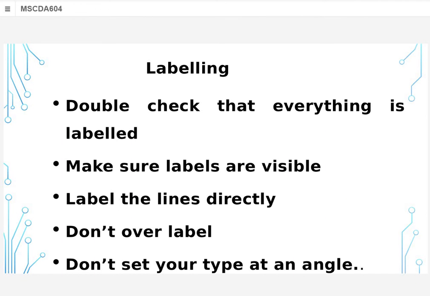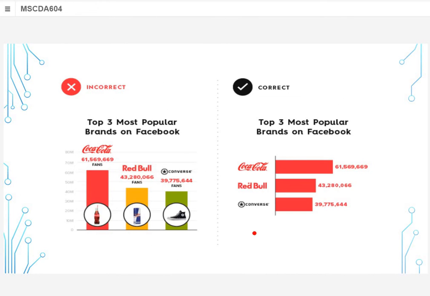Then we've talked about labeling. Make sure everything is labeled. Make sure labels are visible. And you can label the lines directly. Don't over-label. Don't set your type at an angle, twisting or shifting, rotating your text. Right, like this is over-labeling.